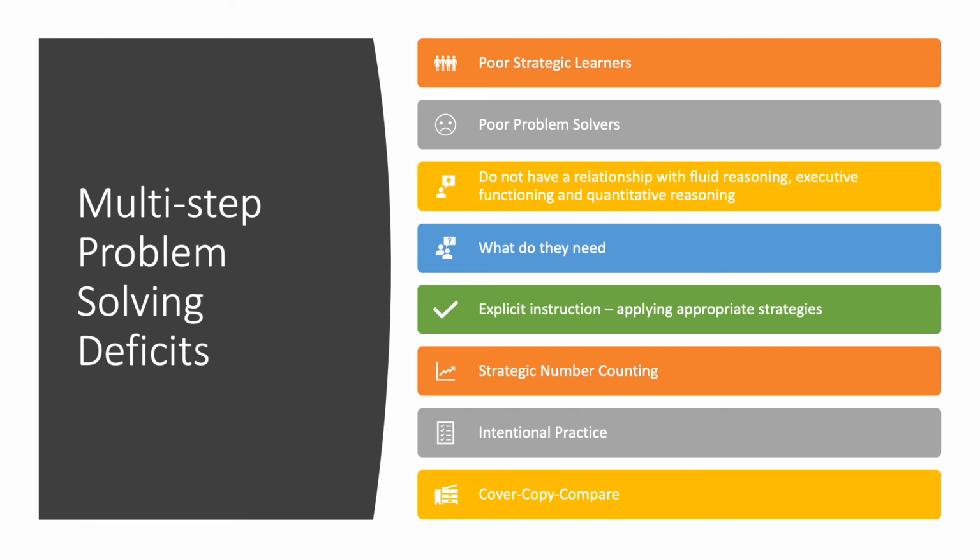Strategic number counting, making sure that they have that. And then intentional practice, like I said, intentional, deliberate practice. And copy, cover, compare is a really good one. So you go through the problem, you read it a couple of times, like I said, with the 3 reads, you may get your information, you organize it outside, and then you do the problem, they do the problem, and you say, okay, let's look at them.